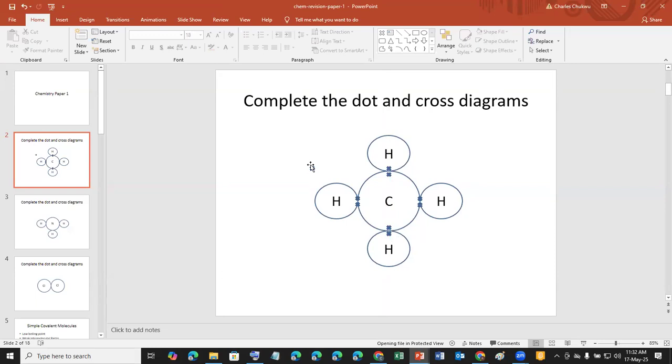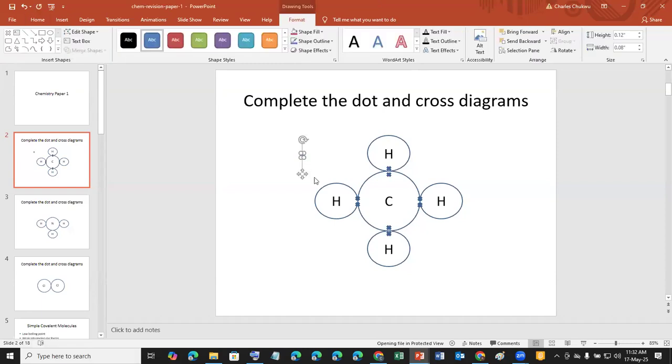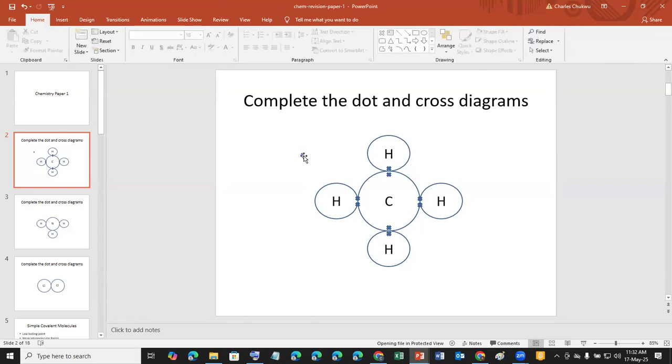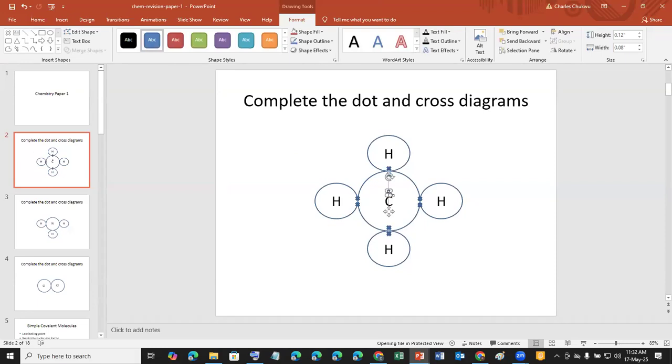Now, if you notice, it says complete the dot and cross diagram. So dot suggests that there will be some dot somewhere. So I want to just quickly use a dot. Let me see if I can use this as my dot. Okay, I'll use that as my dot. For this guy, the dots are the electrons that are not participating in the bond. So for carbon we have 2.